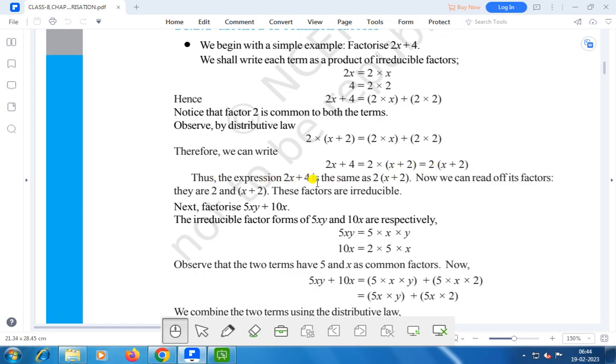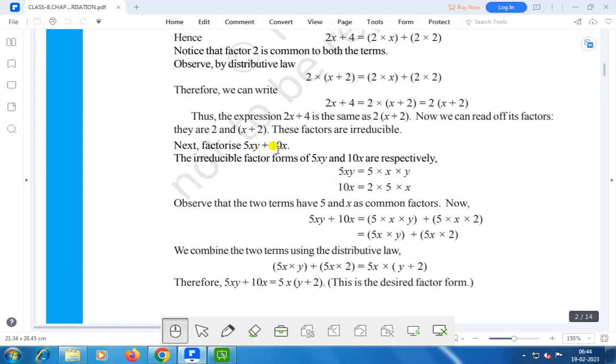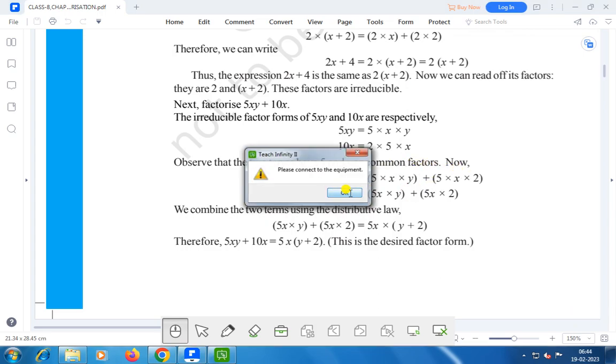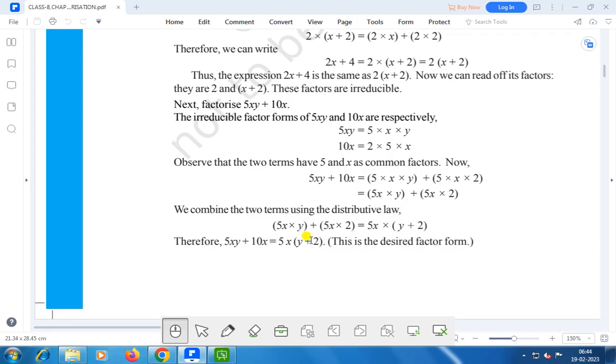Thus, the expression 2x plus 4 is the same as 2 into x plus 2. Now, we can read off its factors. They are 2 and x plus 2. These are irreducible forms. Next, factorize 5xy plus 10x. The irreducible factor forms of 5xy and 10x are respectively 5xy equals 5 into x into y, 10x equals 2 into 5 into x. Observe that the two terms have 5 and x as common factors. Now, it can be written as 5x into y plus 2.